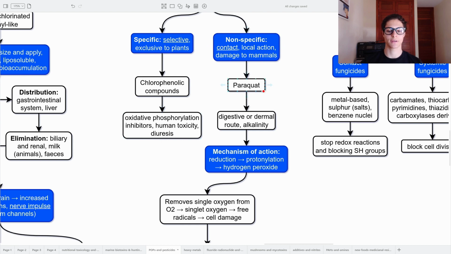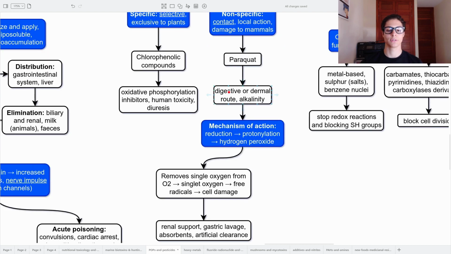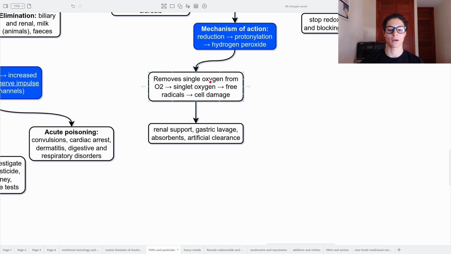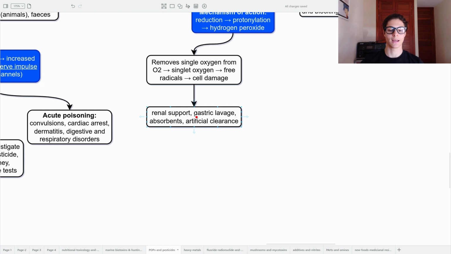On the other hand, the non-specific is the paraquat. They can enter through the digestive or dermal route and they perform better in alkalinity. The mechanism of action is the reduction of compounds, the protonation, and the creation of hydrogen peroxide. So it's basically giving electrons and then protons to create free radicals. As you can see, it removes a single oxygen from the O2, which creates a singlet oxygen and indeed free radicals that will damage the cells. Here we have to give renal support, gastric lavage, and absorbance, as well as an artificial clearance if needed.